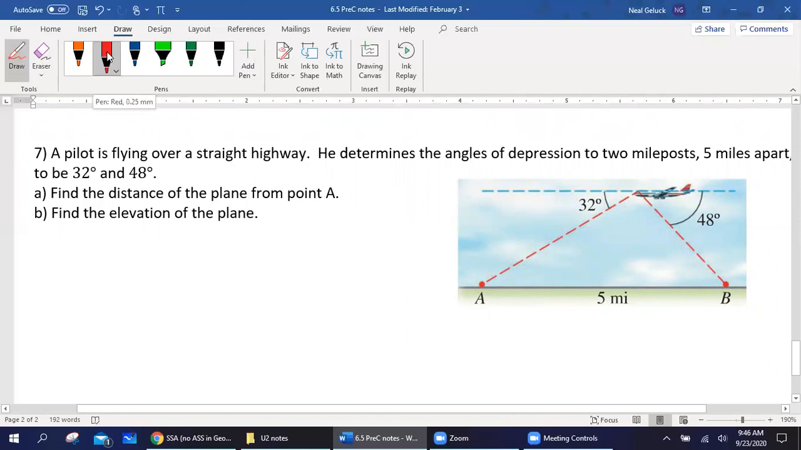So the first thing it wants is the distance of the plane from point A. Well, what I can first use is a property back from geometry. That angle 32 degrees is equal to this angle down here. They are alternate interior angles. So I know that this angle is 32 inside of my red triangle. By the same logic, angle B is 48 degrees. Using this big triangle, angle C then, I'll call this C up here, is 32 plus 48, subtract from 180, you get 100 degrees.